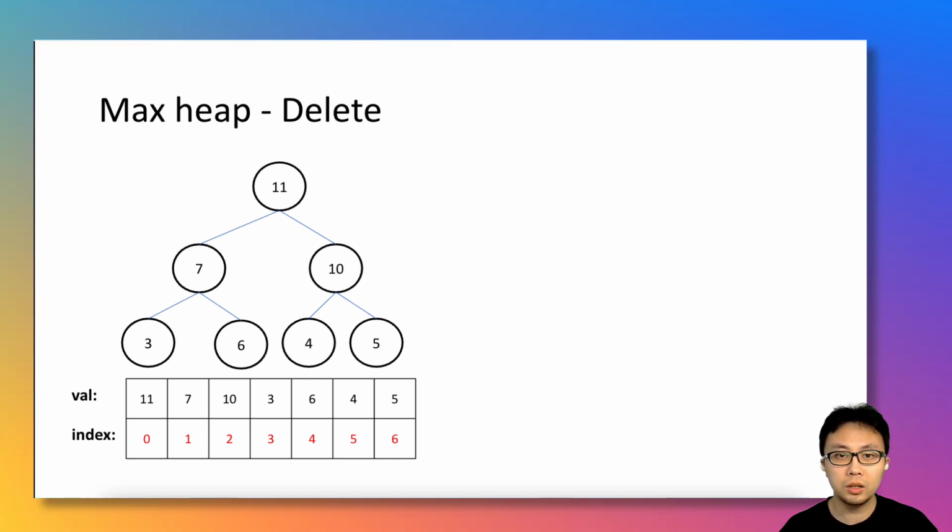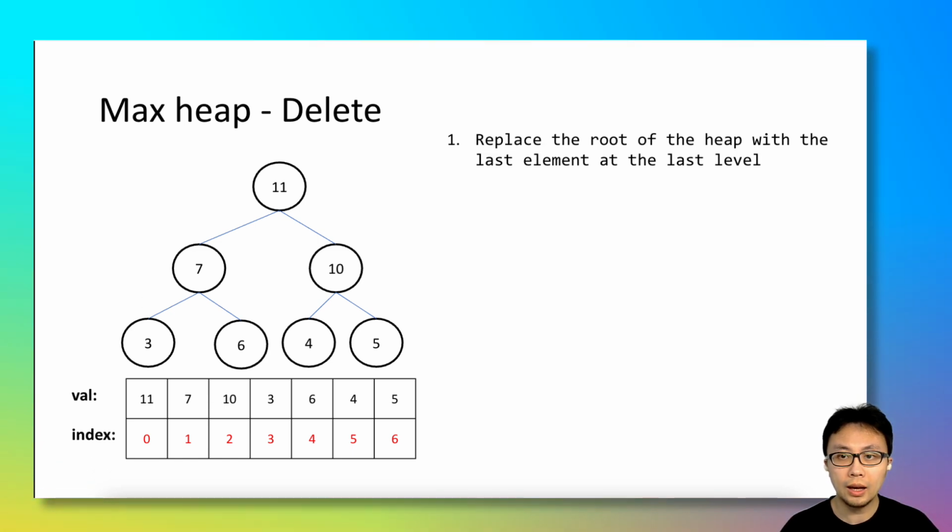As such, the delete method involves a few steps. First, you will start by replacing the value of the root node with the value of the last node at the last level. As you do that, of course, you need to store the value of the root node somewhere else so that you can return it eventually when the heap property is restored. Second, you will delete the last node, I mean the one that you just used to replace the value of the root node.